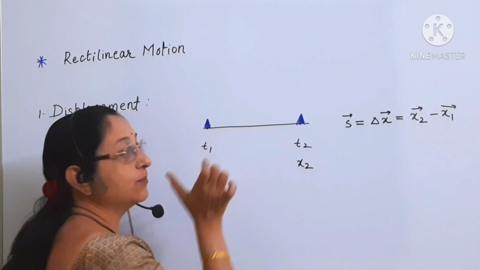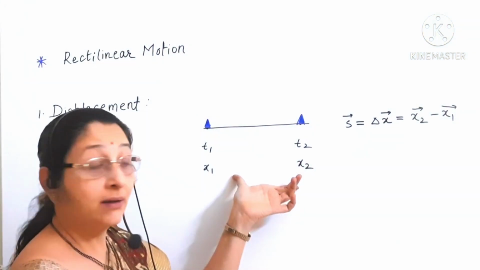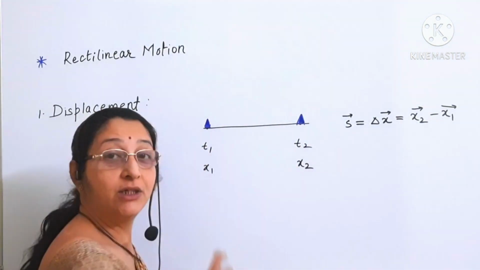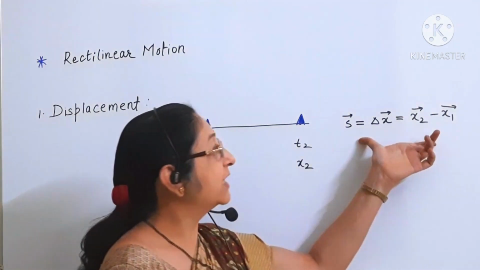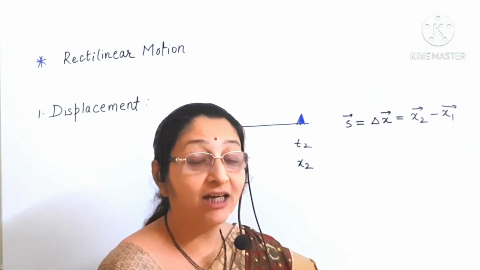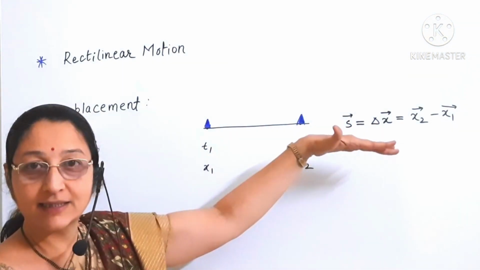So the displacement of the object is delta x, that is equal to x2 minus x1. So the change in position of the object from time t1 to time t2 is the displacement delta x. Now the direction of displacement is along the positive x-axis.